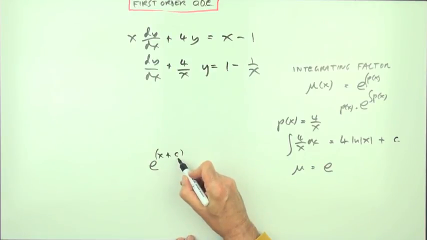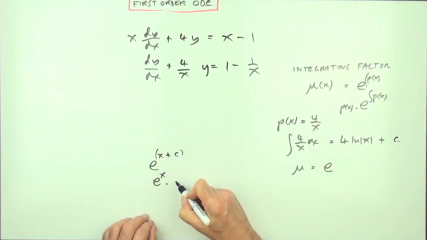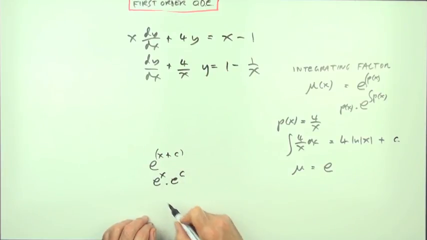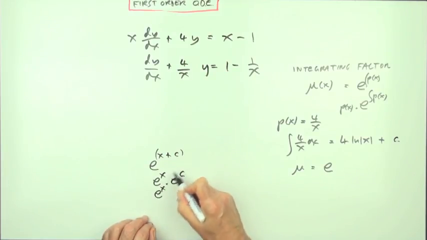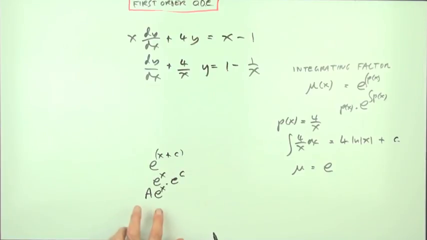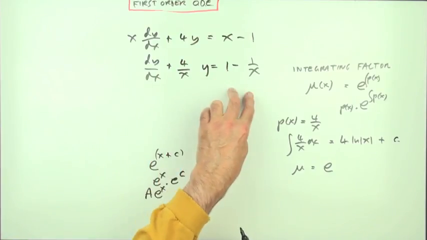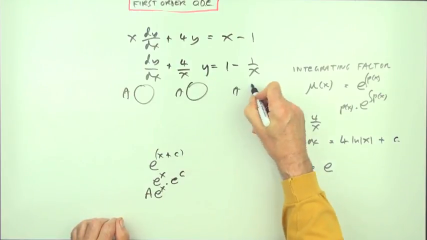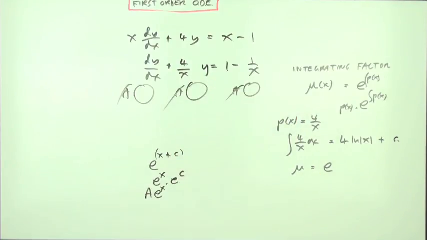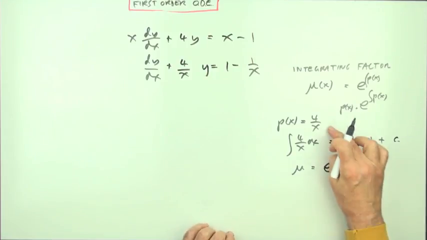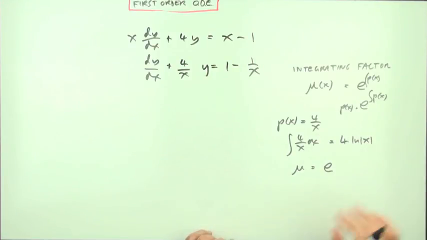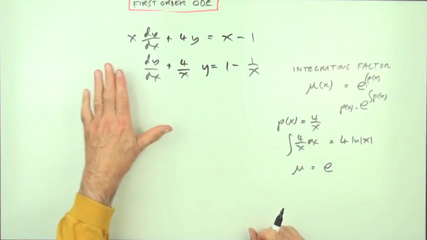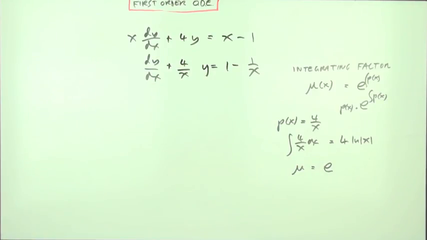Remember, you've got a plus c in it. That's the same as e to the x times e to the c. E to the c is just a constant, you could call that a. And you're going to multiply all three parts by it. It'll be a times this, it'll be a times that, it'll be a times that, and those a's would all just cancel out. So that's why when it comes to integrating factors, you don't bother putting the plus c in. It should have been there, but it'll make no difference because it'll just cancel out from the three products.